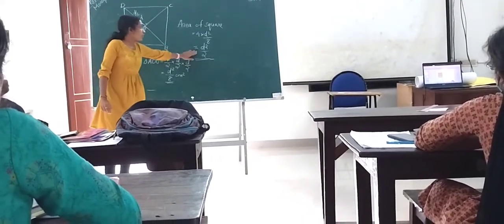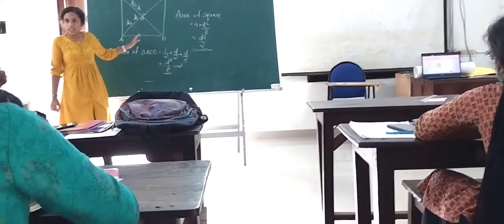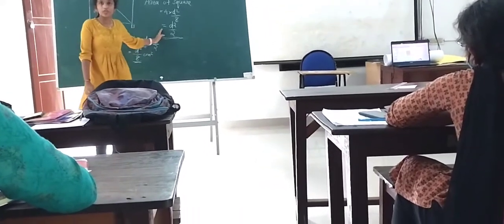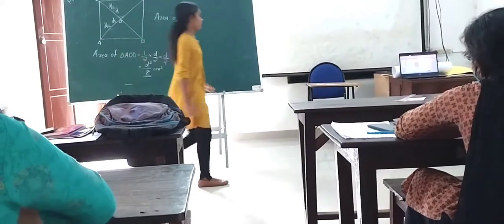So, the only requirement is the length of the diagonal. Here d is the length of the diagonal. So, if you know the length of the diagonal, you can easily find the area of the square. Okay? So, everybody understand? Yes. Okay.